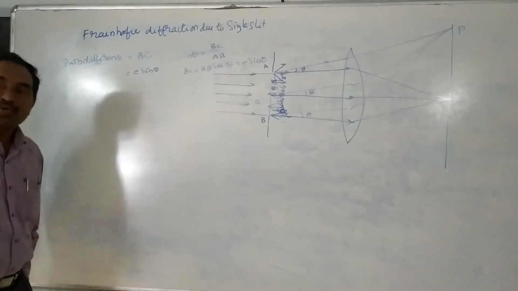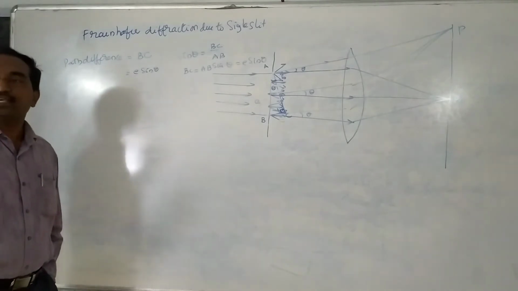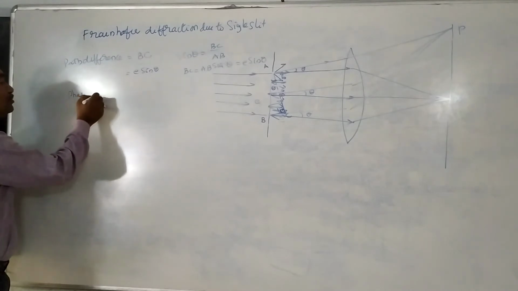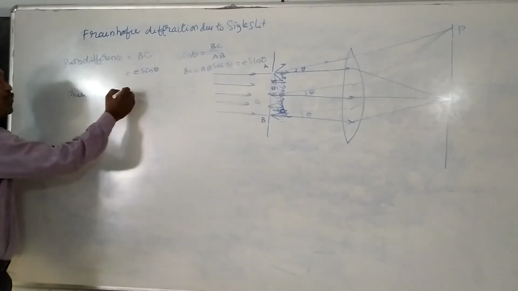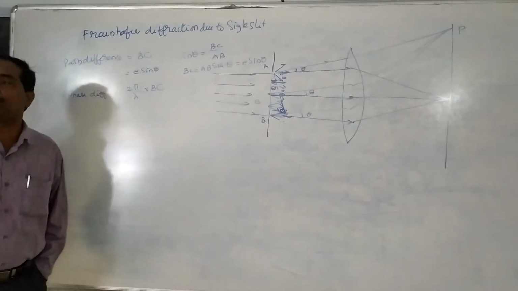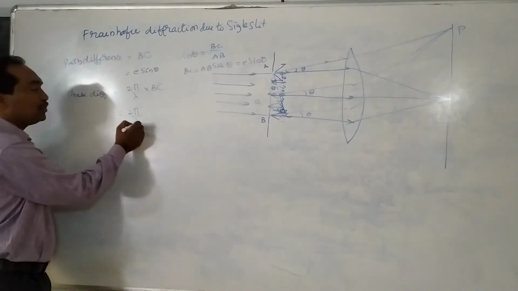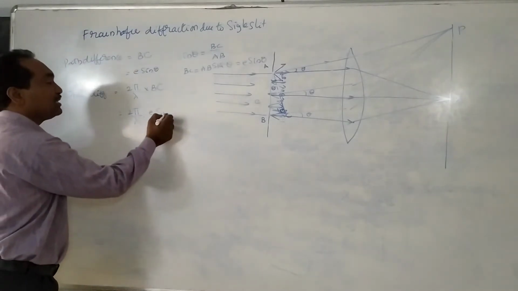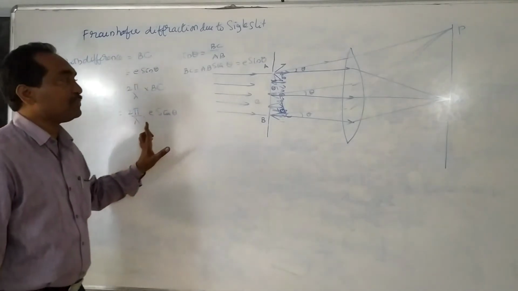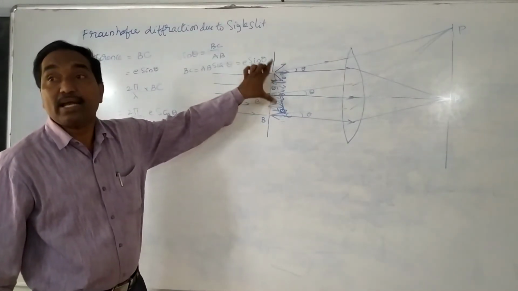But what we require is the phase difference. We know the relation between phase difference and path difference: phase difference is equal to 2 pi by lambda into path difference, where BC is the path difference. That is equal to 2 pi by lambda into e sin theta. So this is the phase difference between two rays at the edges of the slit.